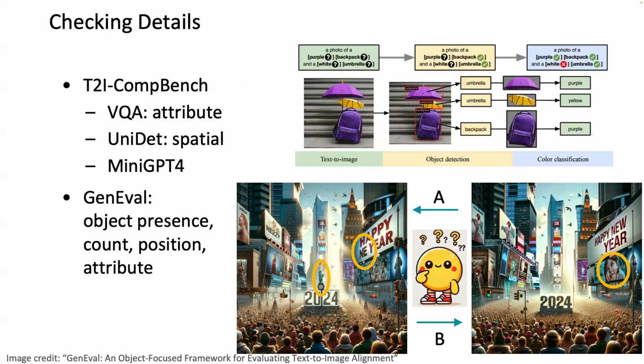So the first is checking details. Again, we mentioned the Statue of Liberty, the syntax spelling, and many other aspects. In T2I-CompBench, they show that we can use separate models dedicated to checking each aspect. For example, we can use a VQA model to check whether the object attributes are correct and use a detection model to check whether the object spatial relations are correct. And similarly, in GenEval, where the framework is shown in the top right, it has a pipeline to check the object presence, count, position, attributes, and so on.